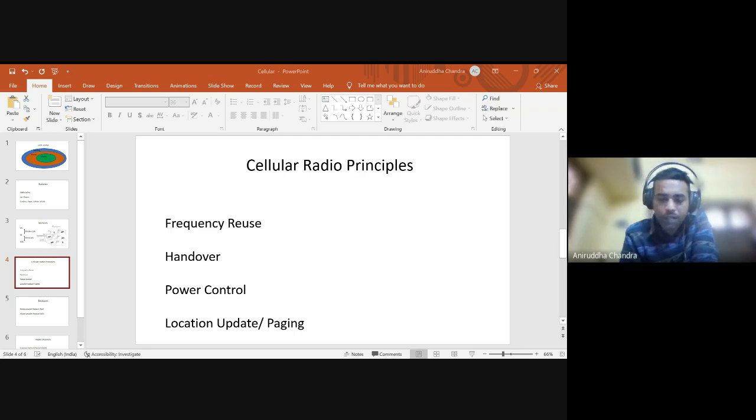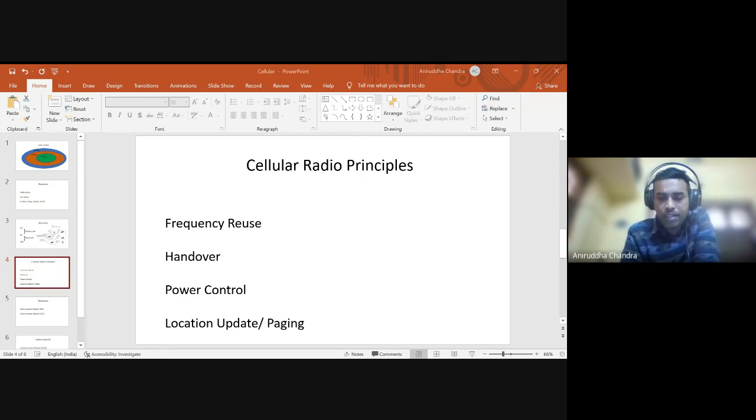That's probably the main fueling factor behind the growth, or how we, the designers of cellular radios, can cope up with the demand. That's the secret. Now, the second, third, and fourth points, which are handover, power control, location update, paging, etc., are not actually the advantage, or what I should say, the pros. Rather, these are the special things you need to realize when you have a cellular structure.